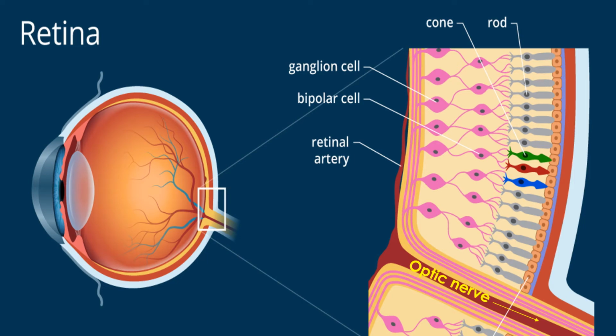Light enters the eye, is focused by the lens onto the back layer of the eye called the retina, and the photoreceptor cells, rods and cones, have a chemical reaction that creates an electrical signal. That electrical signal is passed to other cells called bipolar cells, and then to other cells called ganglion cells, and those ganglion cells exit out the back of the eye, which creates the optic nerve that goes to the brain.